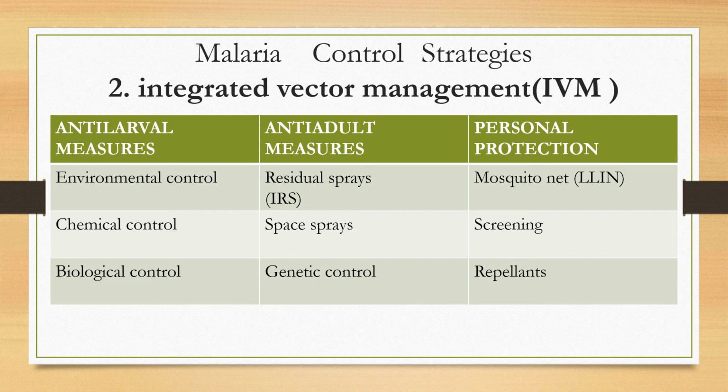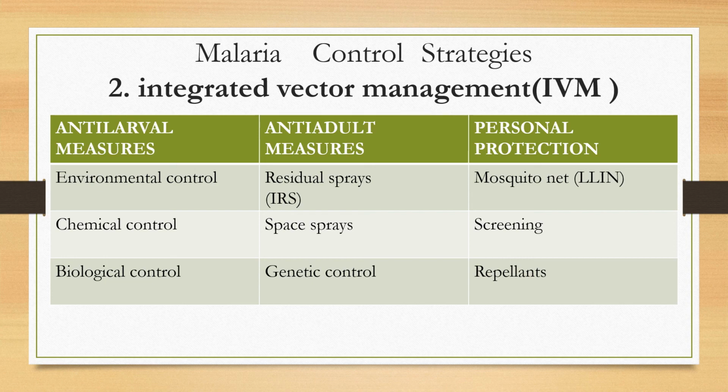then anti-adult measures like indoor residual sprays. I have already discussed indoor residual sprays. Then there are space sprays. Space sprays are used primarily only in times of epidemic or outbreak. They are used for rapid knockdown effect on the mosquito. Pyrethroids or malathions are used in fogging or in space sprays, and they don't have residual effects. The other is genetic control, wherein the gametes of male are modified and genetic alterations are done. However, this is mostly a research topic.